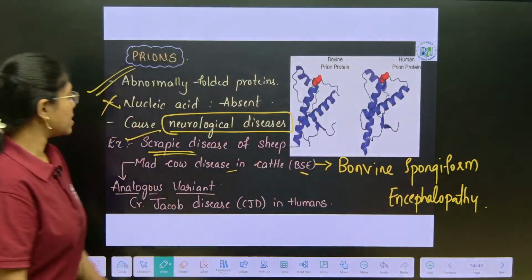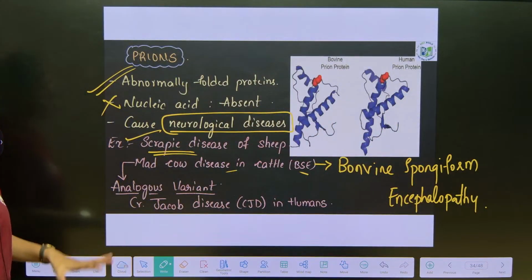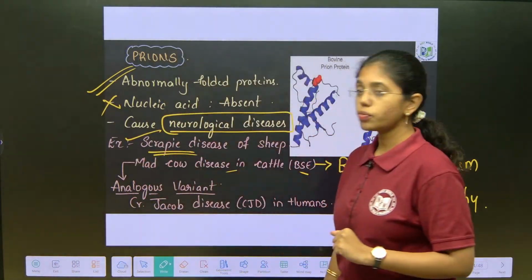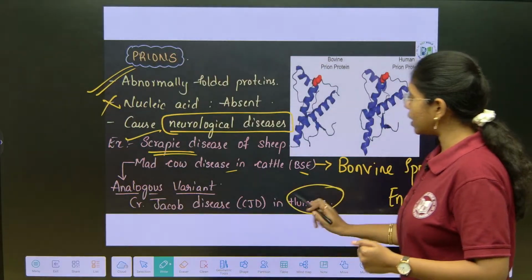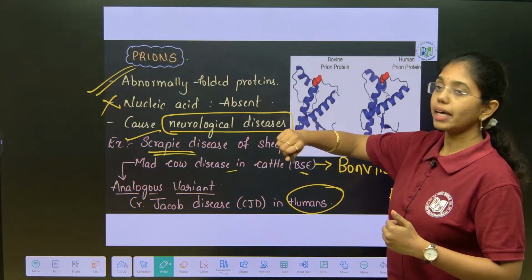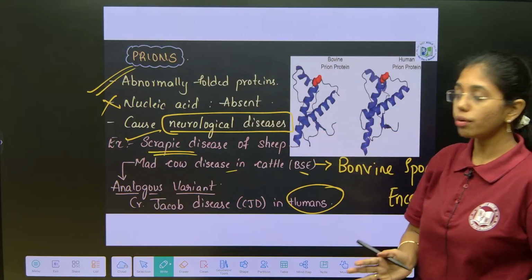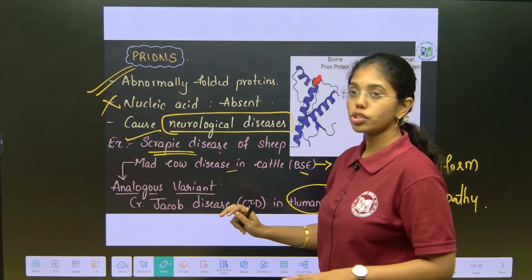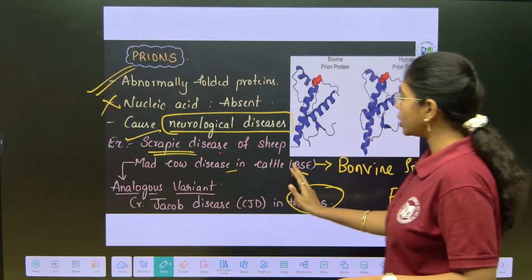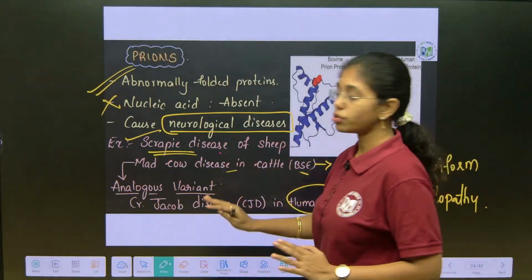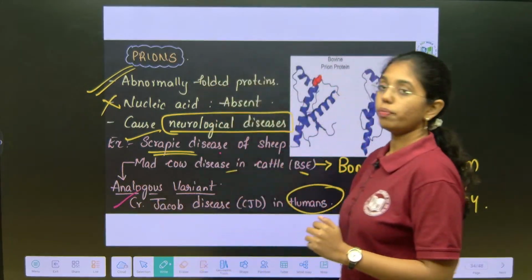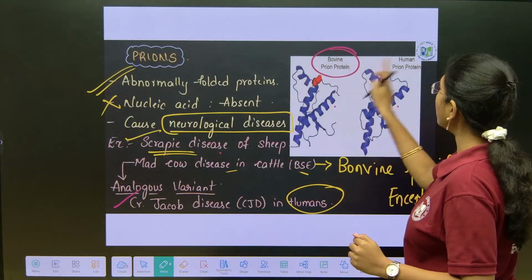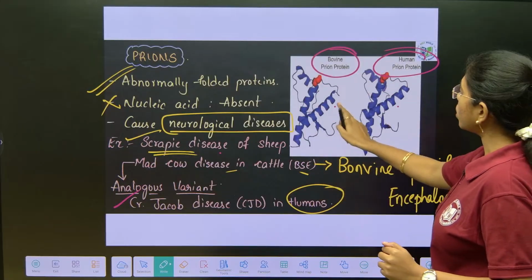Bovine spongiform encephalopathy is commonly known as mad cow disease. And we have analogous variants of this disease also. Those analogous variants include Creutzfeldt-Jakob disease in humans. Prions are clear, right? Abnormally folded proteins without nucleic acid. They cause neurological disorders, for example scrapie in sheep, mad cow disease in cattle. Another analogous variant seen in human beings is Creutzfeldt-Jakob disease. This is bovine prion, this is human prion protein. Both are prions only.